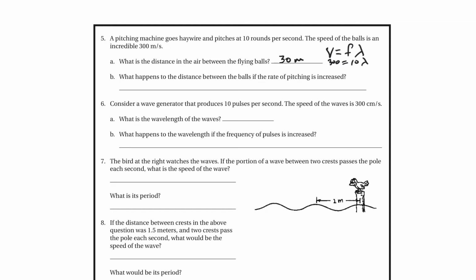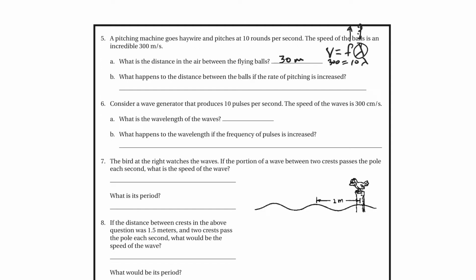What happens to the distance between the balls if the rate is increased? If the frequency goes up, what happens to lambda? So if 300 stays the same and 10 is increased to 100, what's going to happen to lambda? Well, 300 divided by 100 is now 3. So 30 went down to 3.